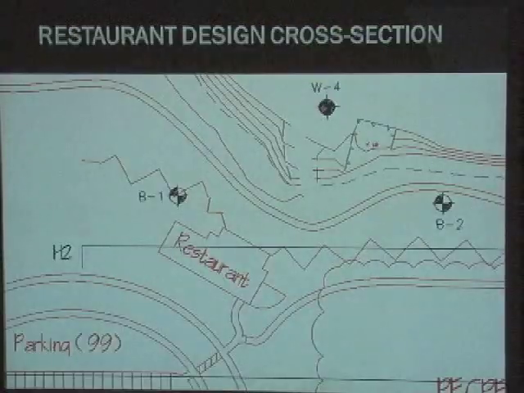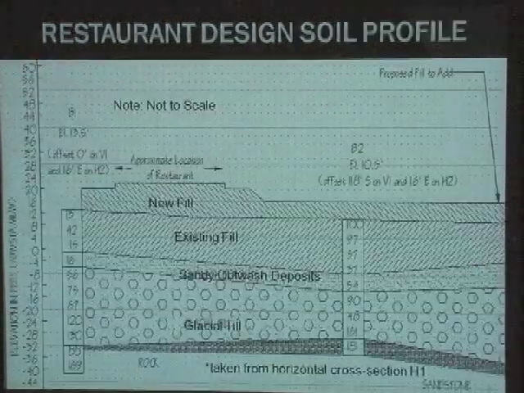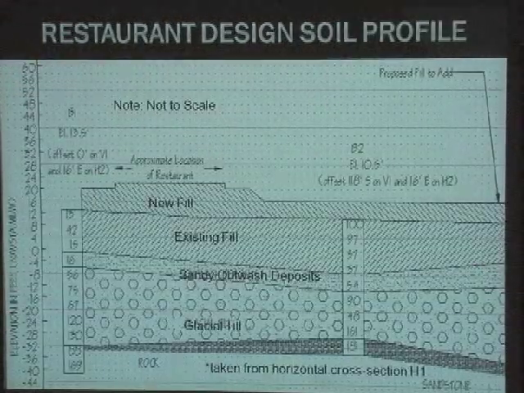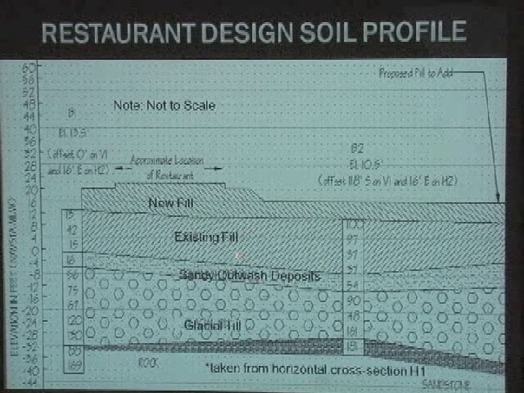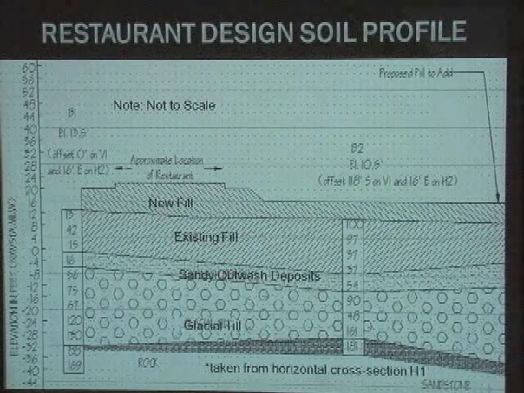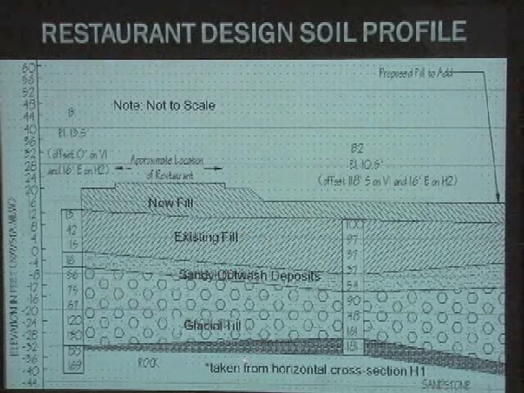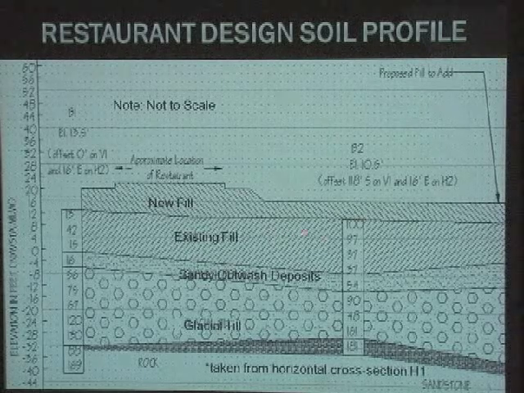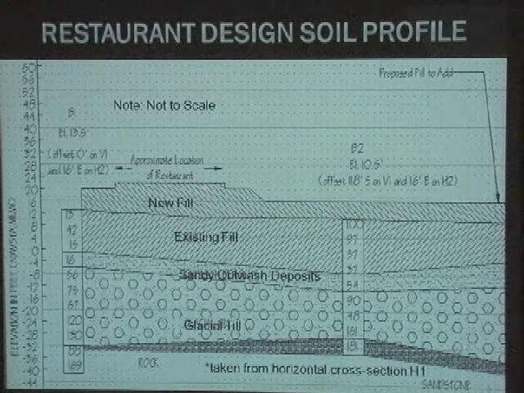The first cross-section goes near the restaurant. Here's a look at it. It shows us where our existing fill is on top of sandy outwash deposits and then glacial till. Below that is the bedrock. The new fill is going to be brought in to bring up to the elevation where the restaurant is.